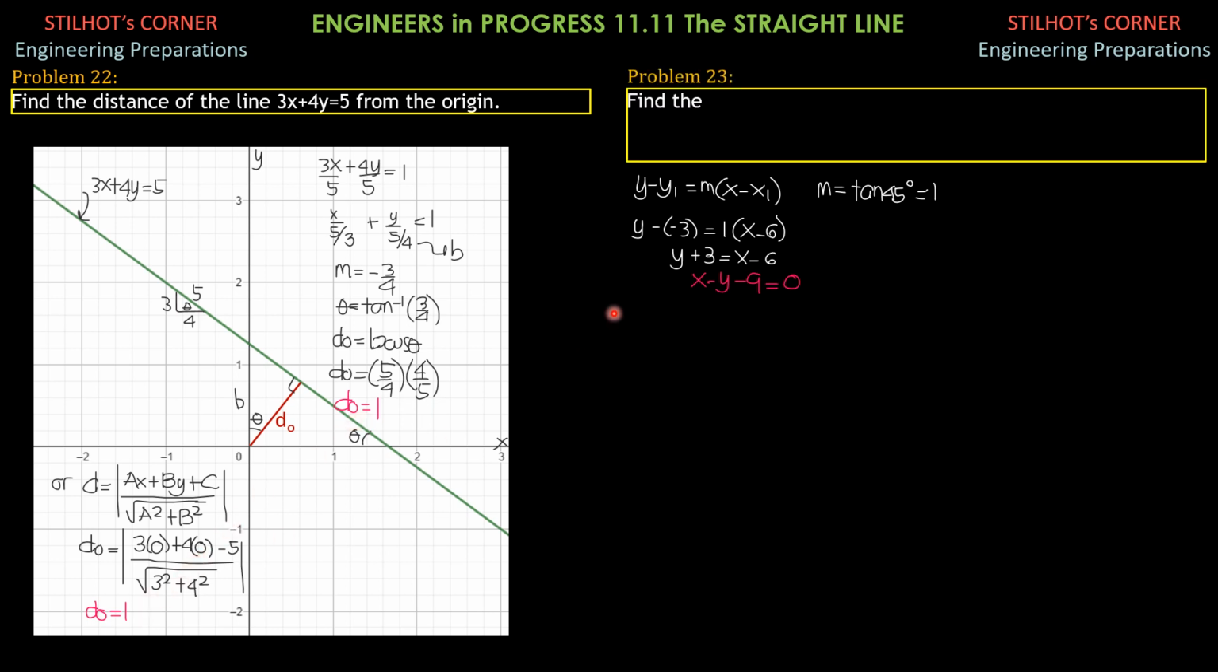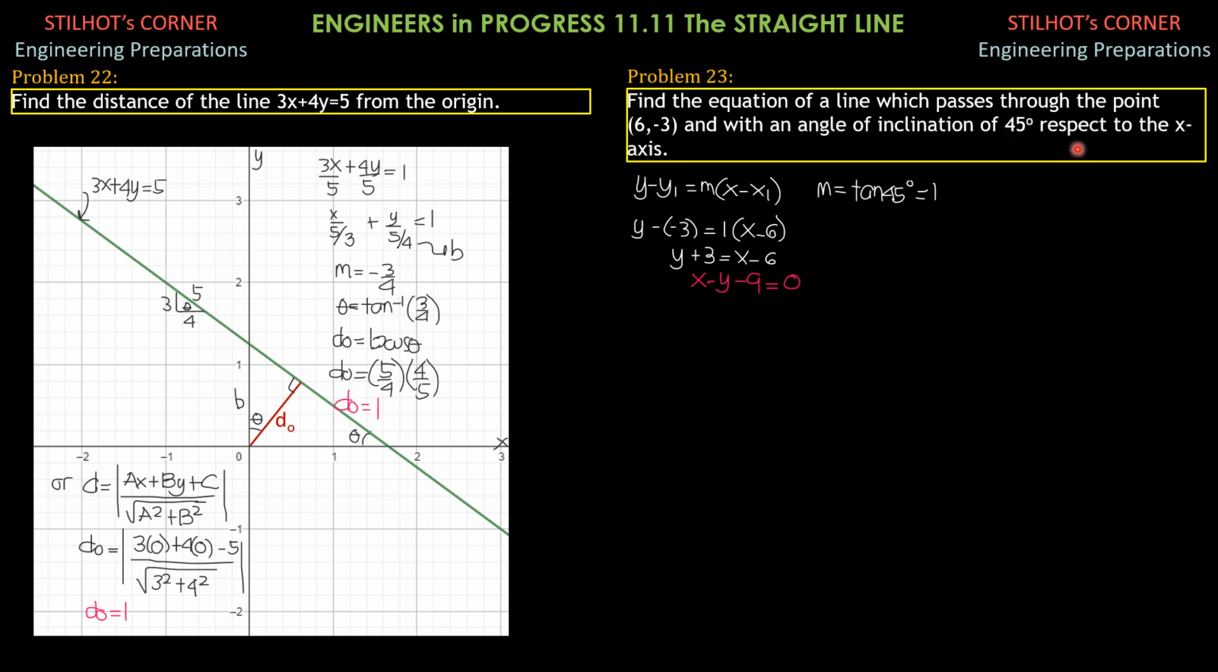Then problem 23. Find the equation of a line which passes through the point (6, -3), and with an angle of inclination of 45 degrees with respect to the x-axis. So the angle of inclination is 45 degrees. The slope is tangent of that angle. So it is 1. Tangent 45 is 1.